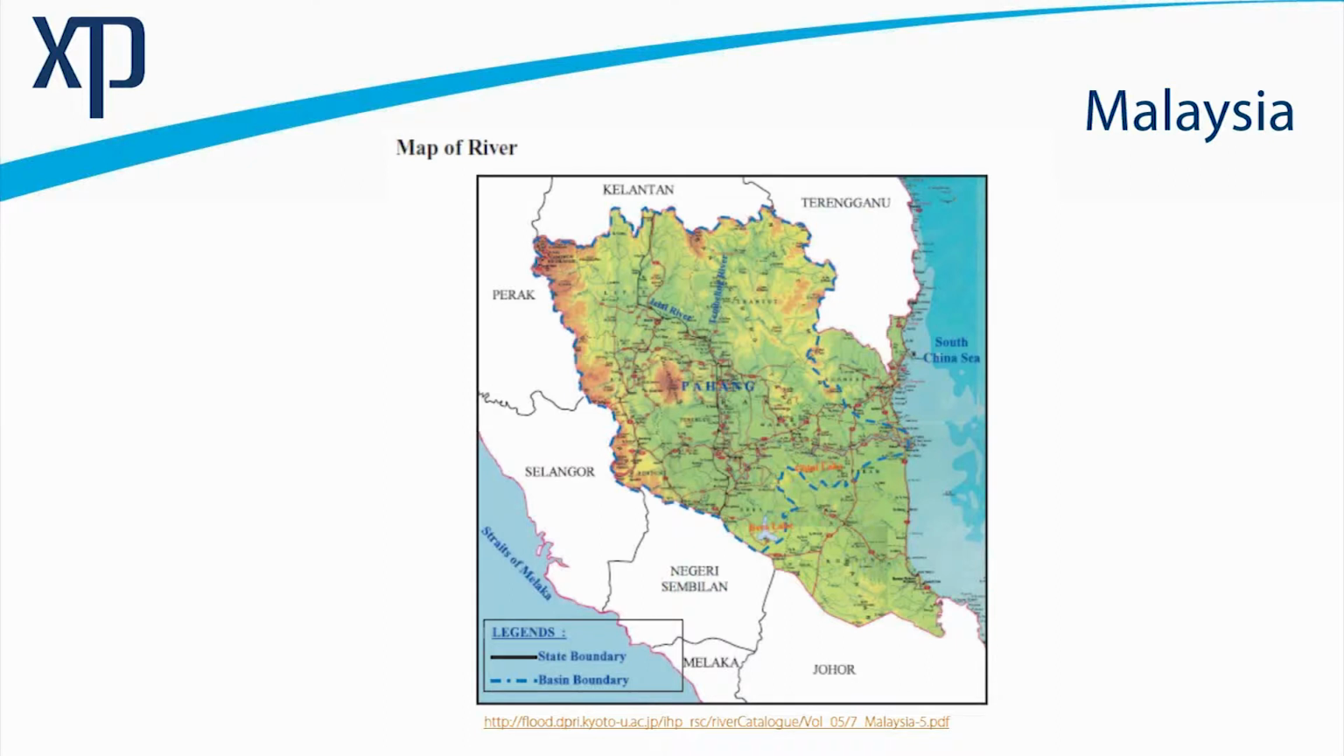This simple map has some of the key areas, key river systems, and no doubt people listening today will have a much better appreciation of these major river systems than I do, but definitely a number of major river systems do exist across Malaysia. And flooding is such an important topic.